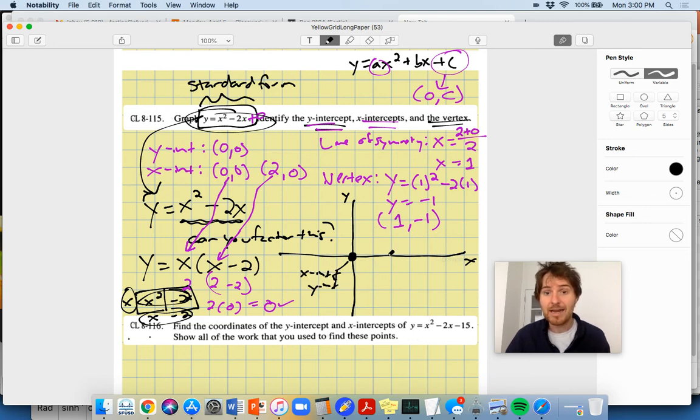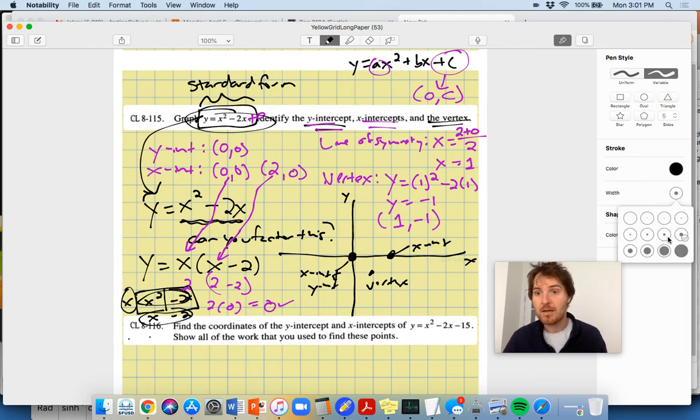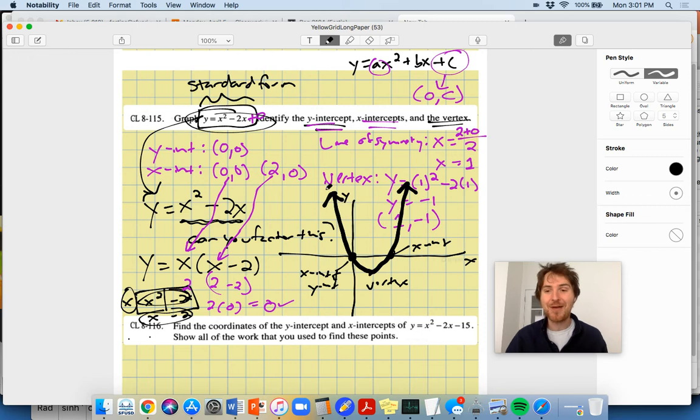Okay, and then we have 1, negative 1. So sure, let's just scale by 1s here. 1, negative 1. This is going to be my vertex. And then I have another x-intercept here at 2, 0. Okay, and I've labeled it up. I labeled my x-intercepts, I labeled my y-intercept, and I labeled my vertex. And now I just need to, and maybe I'll make this a bigger pen, draw in the graph. There's your parabola. This is the parabola of y equals x squared minus 2x.